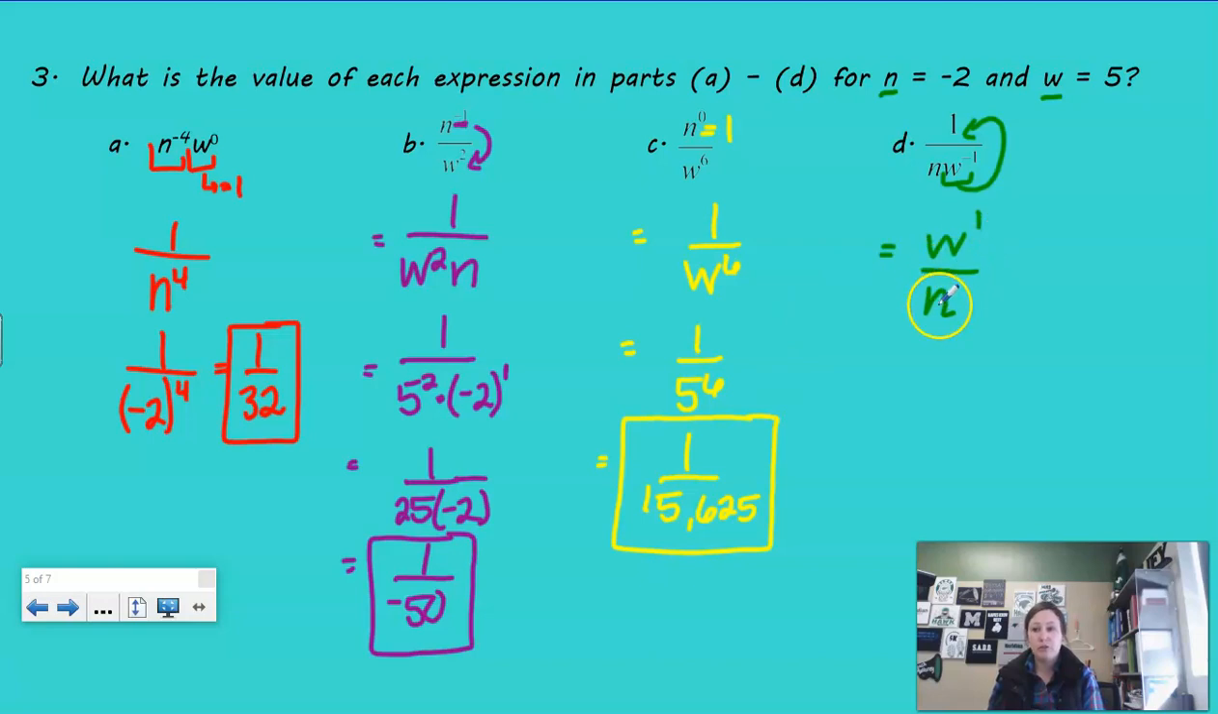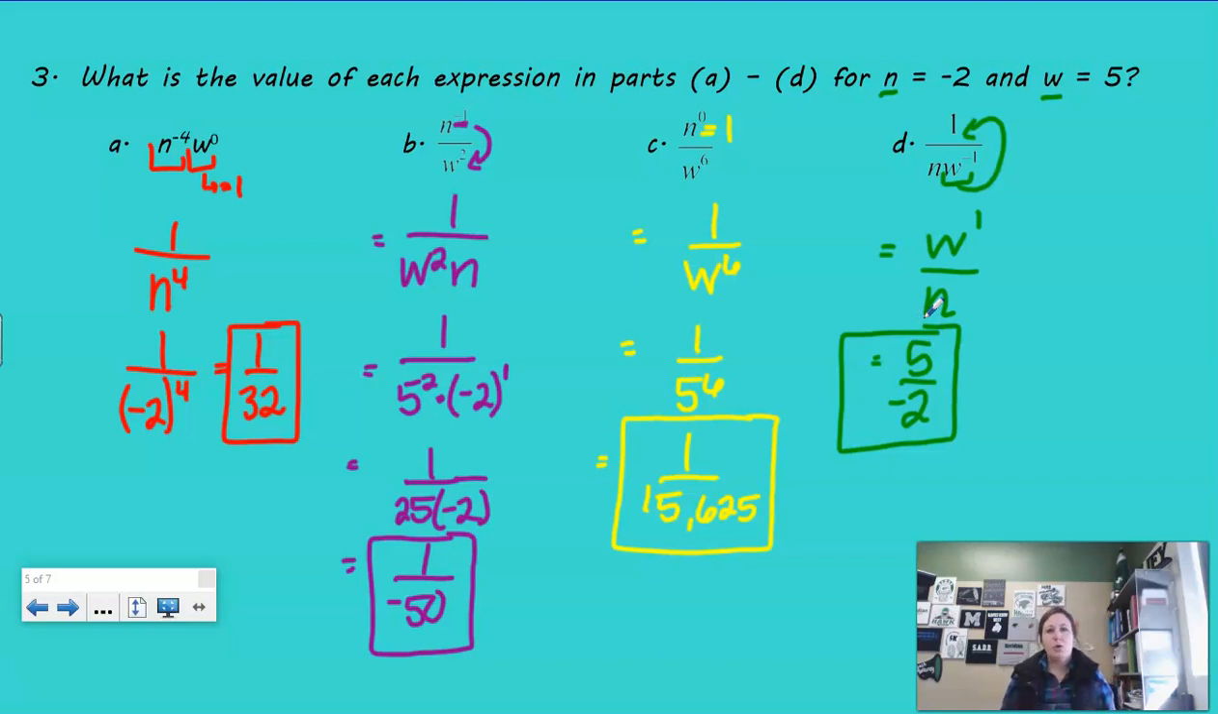Now, since everything is raised to the first power, and we know that when I raise something to the first power, I just get that number back. 5 to the first gives me 5, because w is 5, and n to the first is negative 2. So we didn't have to do anything after we plugged in.